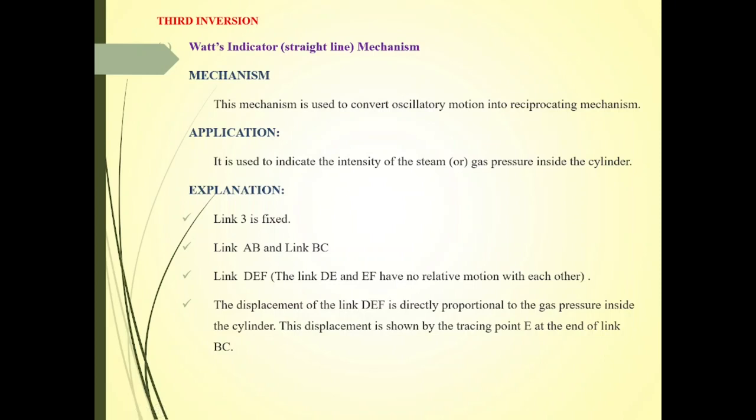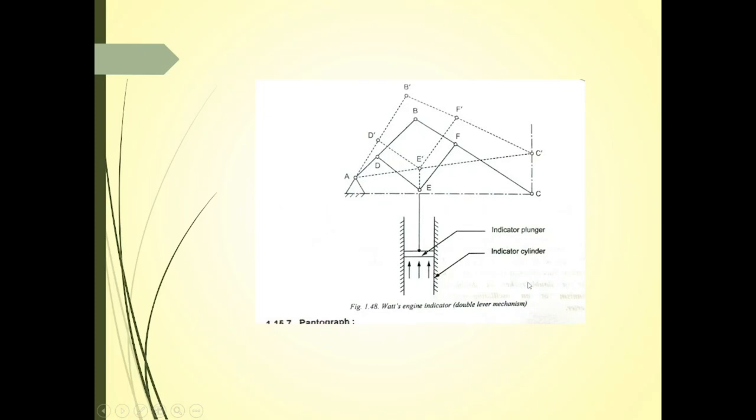The third inversion application is Watt's indicator or straight line mechanism. This mechanism is used to convert oscillatory motion into reciprocating motion. It is used to indicate the intensity of steam or gas pressure inside the cylinder. In the arrangement of the third inversion, link 3 is fixed, with link AB, link BC, and the link DEF. See the diagram now. That is called Watt's indicator mechanism. It is mostly used in this type of mechanism, such as the punching press, which follows the same concept.